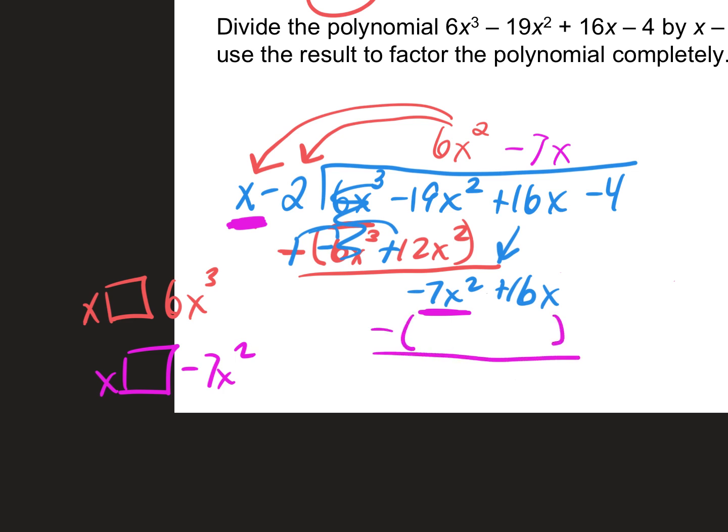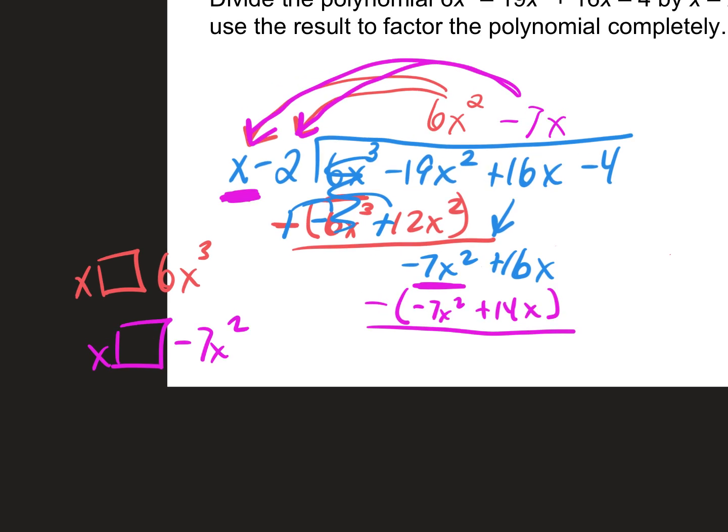So now I'm going to multiply. Negative 7x times x is negative 7x squared. Negative 7x times negative 2 is plus 14x. And before I subtract, what do I have to do with that negative sign? Distribute. So I'm going to just change all of them. Change, change, change.